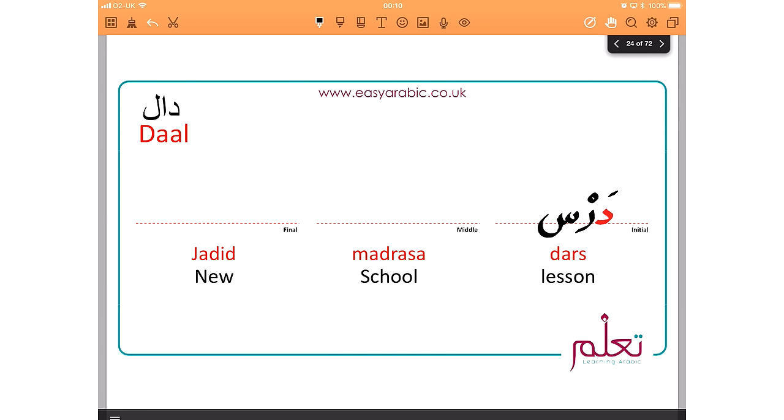Next one is Madrasa. So we have a meem, then we have a dal, then we have a ra, we have a seen, and because it's a female word, we change that to ta marbuta. So Madrasa.